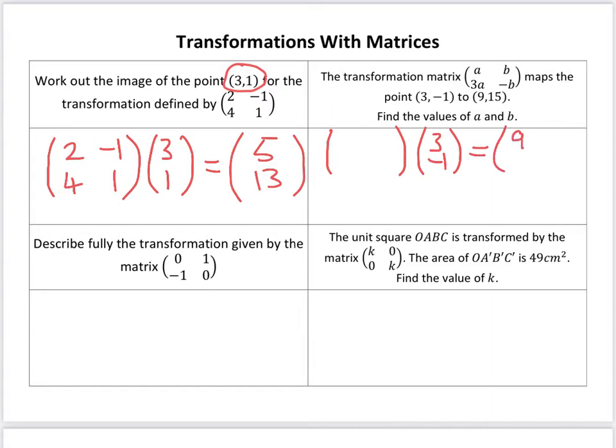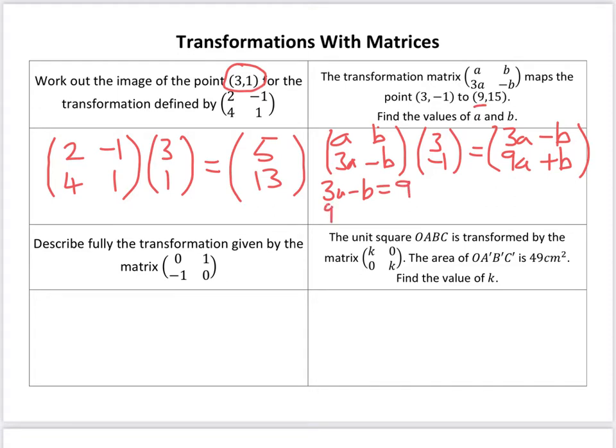Actually, I don't know why I'm writing the 9, 15. Don't need to write the 9, 15. So what I'm going to do is do this: A, B, 3A minus B. And that gives me 3A minus B, and it gives me 9A plus B. And I know that 3A minus B equals 9, and I know that 9A plus B equals 15.